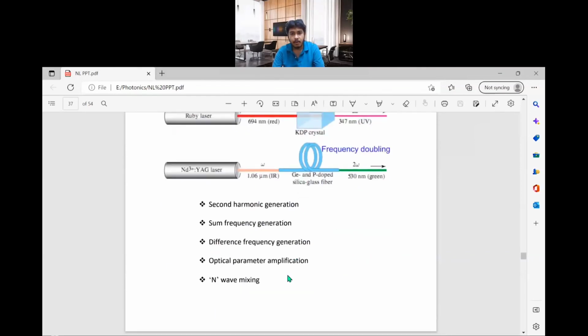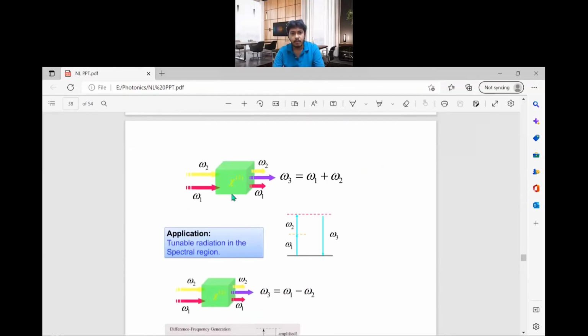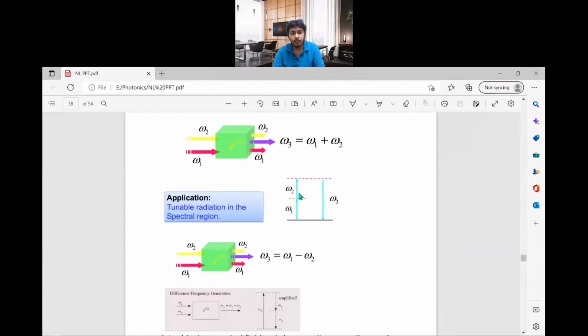So these are the optical nonlinear phenomena: second harmonic generation, sum frequency generation, difference frequency generation, and the four-wave mixing. This is the sum frequency generation, where the output frequency is the sum of the input frequencies omega 1 and omega 2. So at the output, we will get omega 3, where omega 3 is the sum of omega 1 and omega 2. So two different pumpings are there, pumping to different energy levels, the higher energy level. And from the higher energy level, it goes to the lower energy level, so you'll get omega 3 at the output.